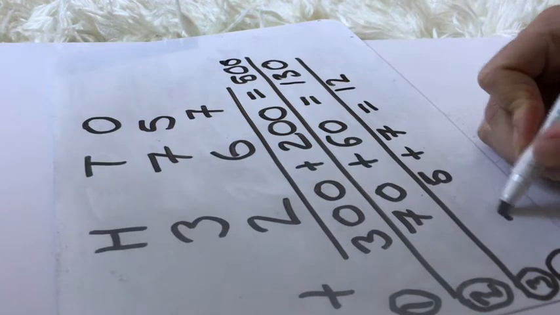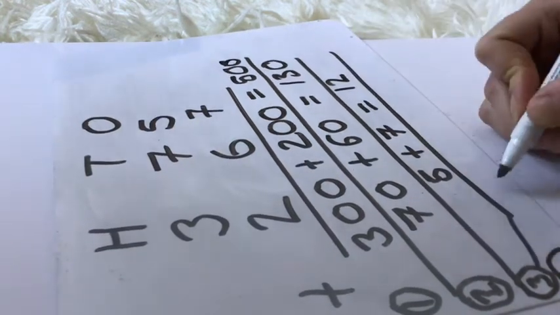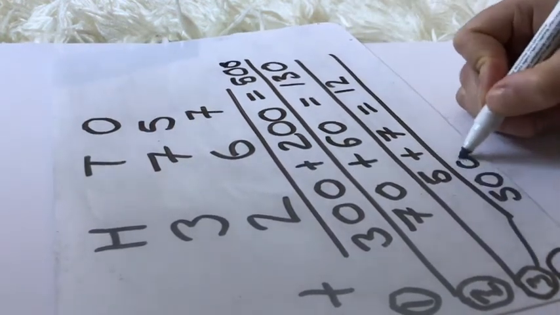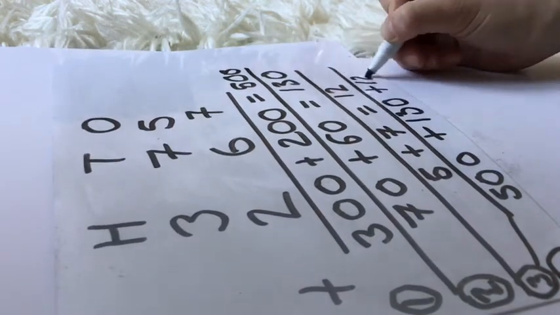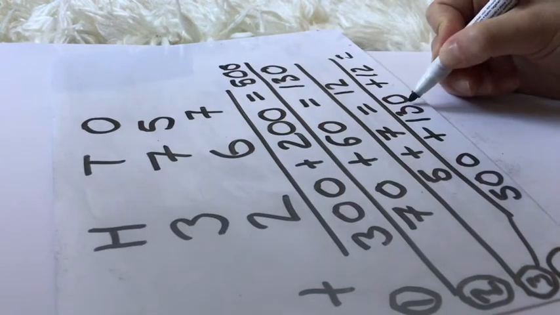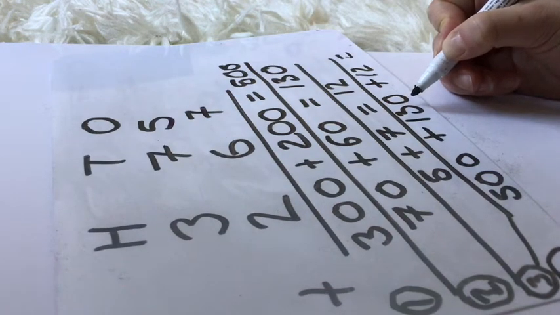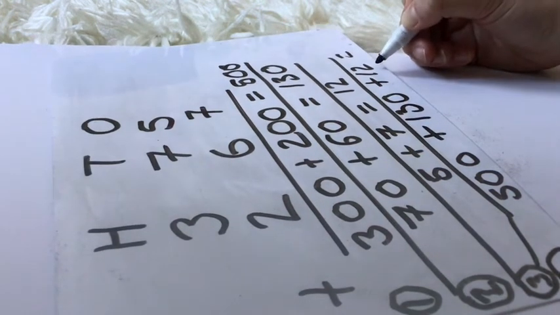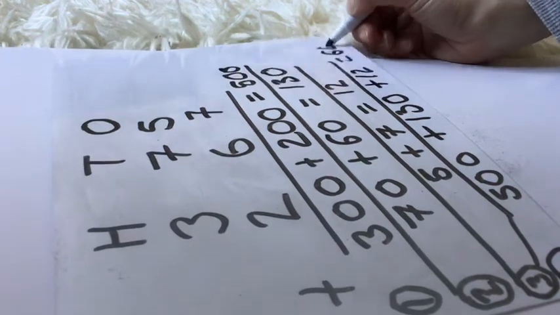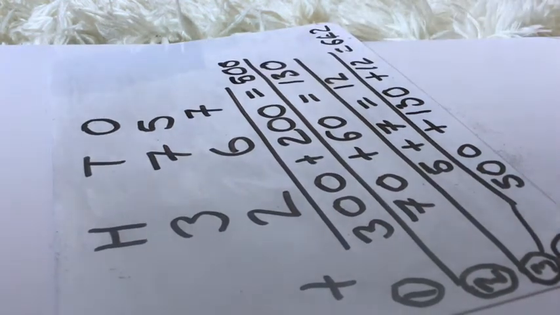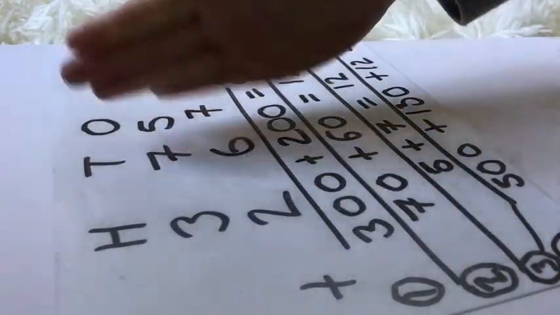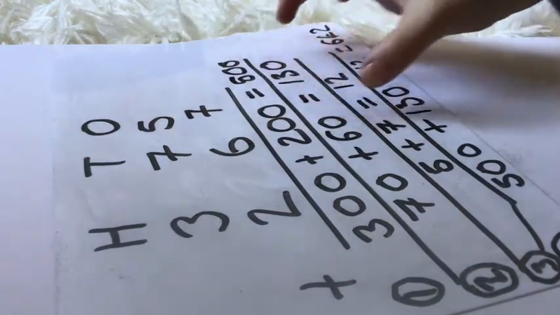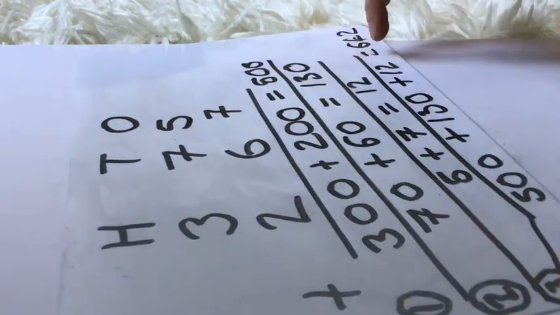So 500 plus 130 plus 12. So 500 plus 130 is 630, plus 12 is 642. So the same answer, but all we've done is added the hundreds, then the tens, then the ones, each separately, and then added them all together.